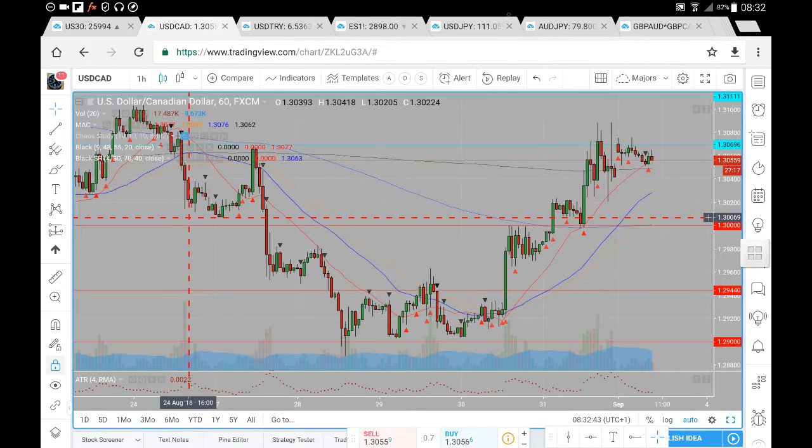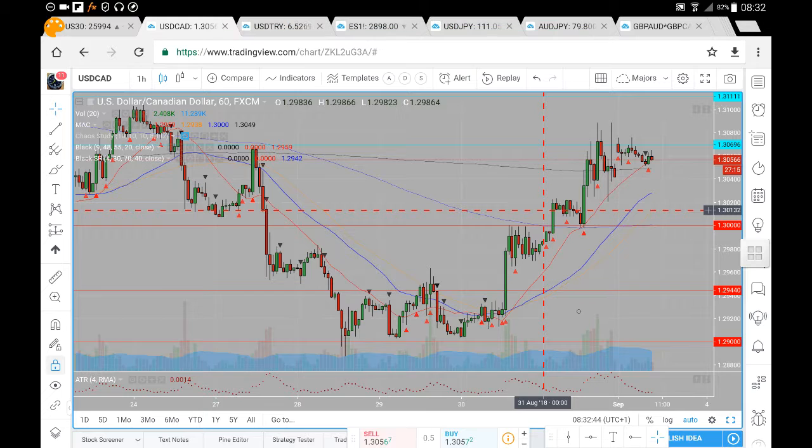So this is the US dollar CAD analysis for Monday the 3rd of September. Now let's have a look at the prices and where prices may likely go.